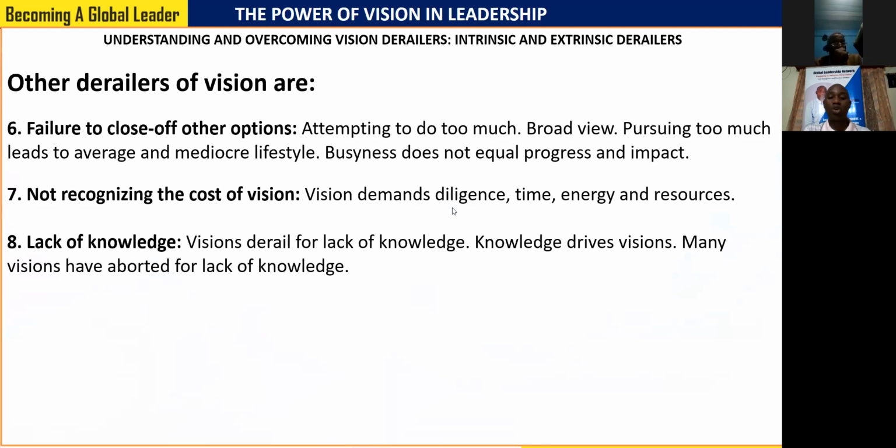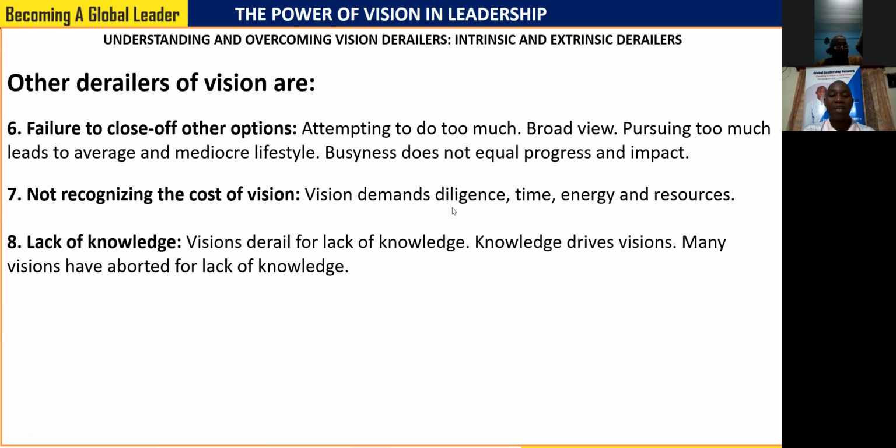Not recognizing the cost of vision. We need to analyze what is the cost of vision so that as I embark on it, I'll be prepared. Diligence, there is time, there is energy, there are resources in terms of people that we may need to work with. We need to build also some aspects, resilience, as we have talked, and many other costs that come with vision casting and implementation. Lack of knowledge is also very important, it can be a derailer.